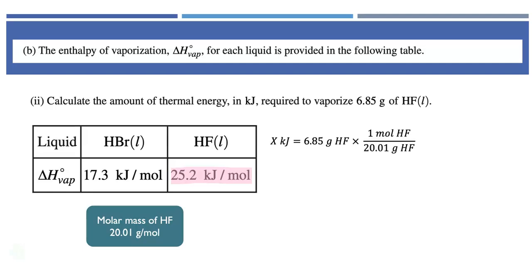So I can convert to moles of HF, like I said I was going to, and then I'm going to multiply by the heat of vaporization of HF, and I get an answer of 8.63 kilojoules. I had to put in 8.63 kilojoules to vaporize the 6.85 grams of HF. Now this was also worth 1 point. You have to have a complete setup and the correct answer.